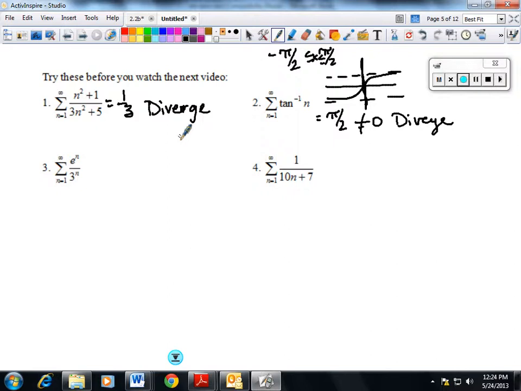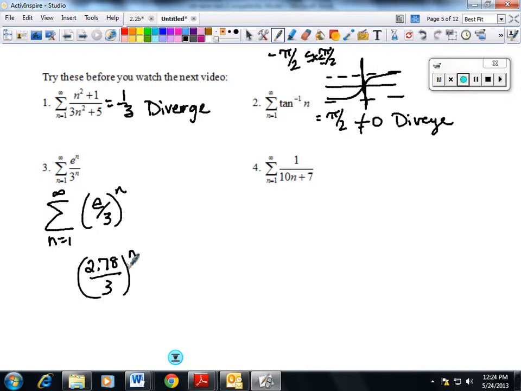This one is actually a geometric series, because you could rewrite that as the sum from 1 to infinity of (e/3)^n. And remember, e is 2.718281828459045. So this is like (2.718/3)^n. That's a geometric series. Remember that geometric series converge if the absolute value of r is less than 1. Well, r is 2.718/3, which is less than 1, so it is going to converge.